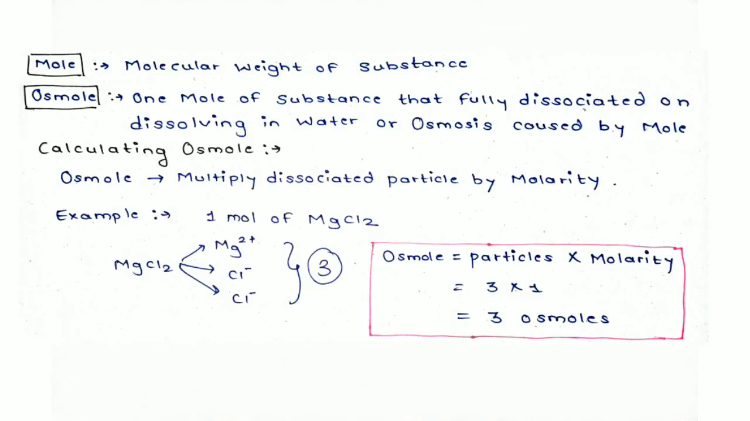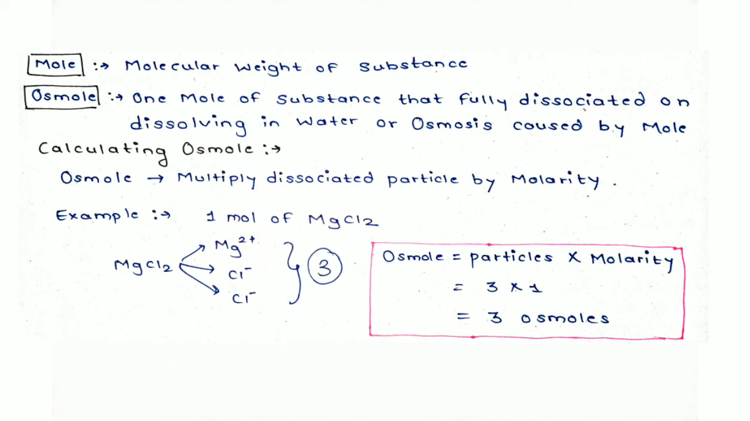Mole: molecular weight of substance in grams. Osmole is 1 mole of substance that is fully dissociated in water, or you can say it is the osmosis caused by 1 mole of substance. How to calculate osmoles? Just multiply the number of particles you get on dissolving the substance into water solution by the molarity of the solution.